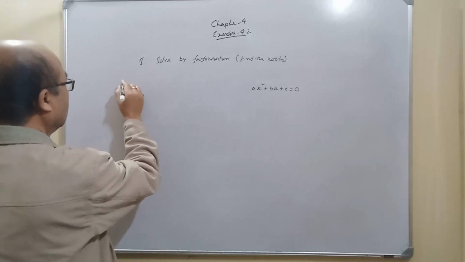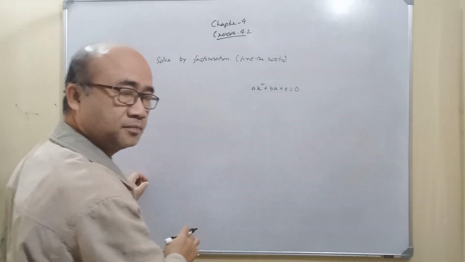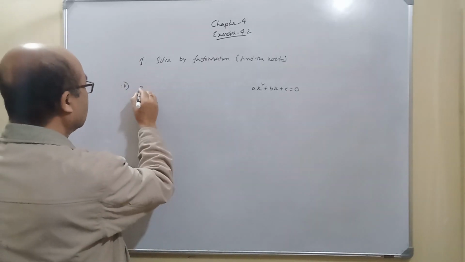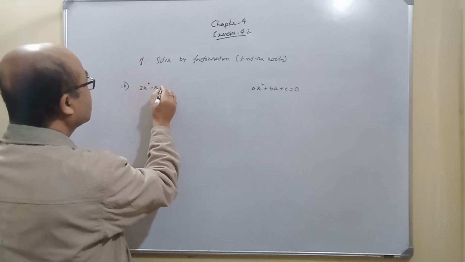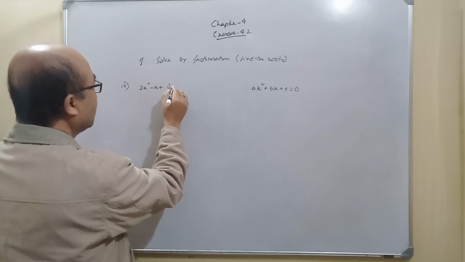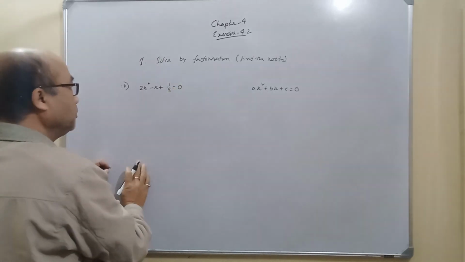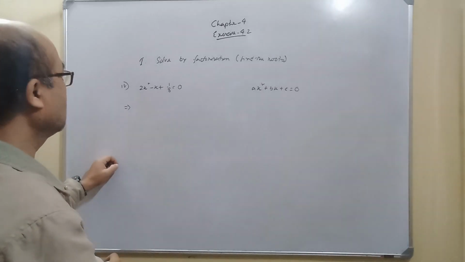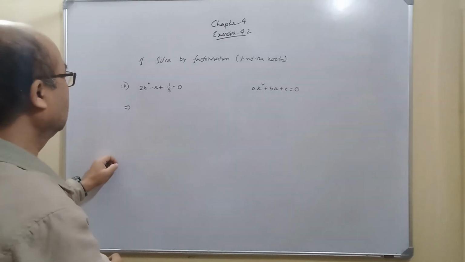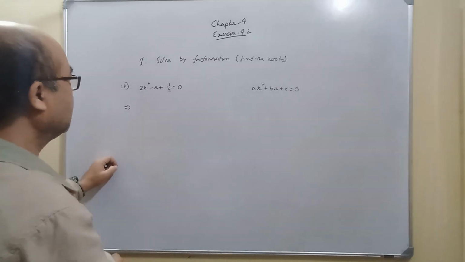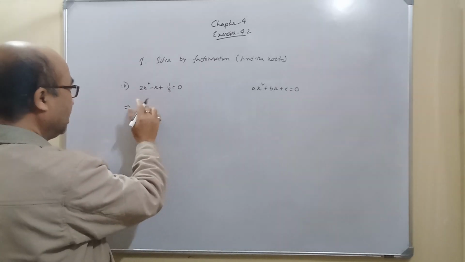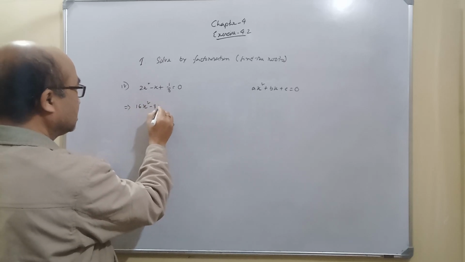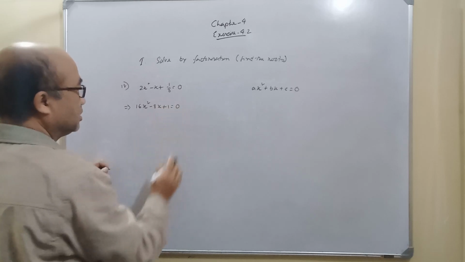Question number 4. 2x square minus x plus 1 by 8 is equal to 0. So let us simplify it first. Multiply by 8, it becomes 16x square minus 8x plus 1 is equal to 0.